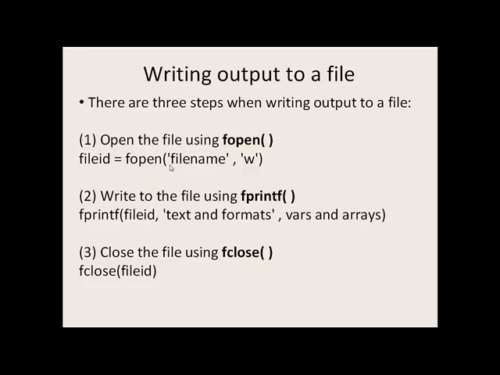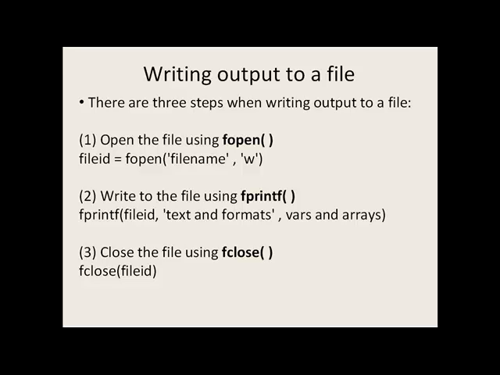Inside of fopen, we list the file name that we're going to write to in single quotes, and we will also list the W flag. The W flag means that we're going to write to this file. It's also usually very convenient to give a file ID. This file ID can be any name you like, but it'll be associated with this file name, and it's usually very convenient to use this.